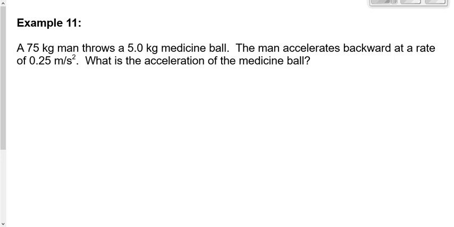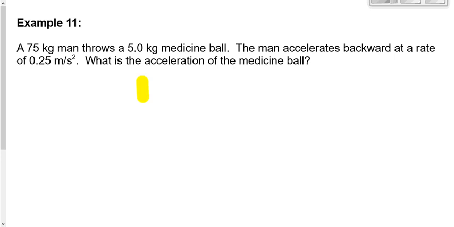Would you expect the acceleration of the medicine ball to be equal to the acceleration of the man, greater than the acceleration of the man, or less than? Greater than, because it's lighter, right? The force on the medicine ball is the same as the force on the man, always, no matter what. But the acceleration isn't the same. The acceleration will be greater.